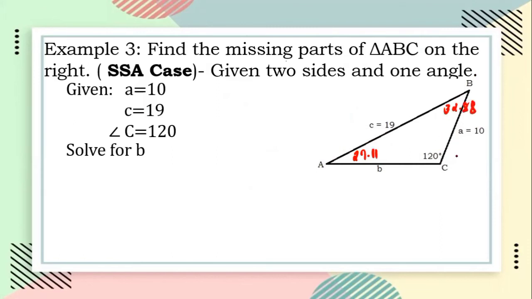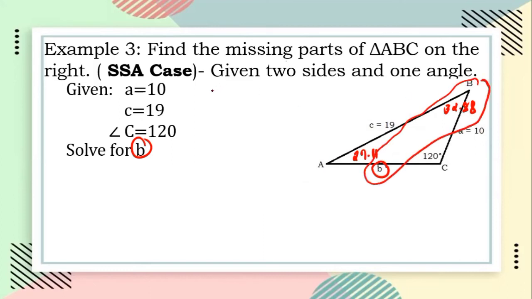And the only missing part here is B. Alright, so we are going to solve for B. We already have almost everything given aside from B. Again, it's up to you which ratio you're going to use. You can use A, B. Of course, we're going to use B because it is automatically there.